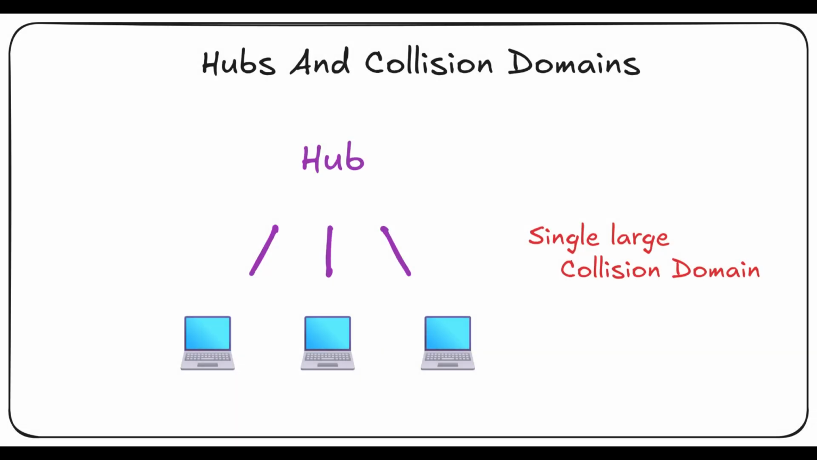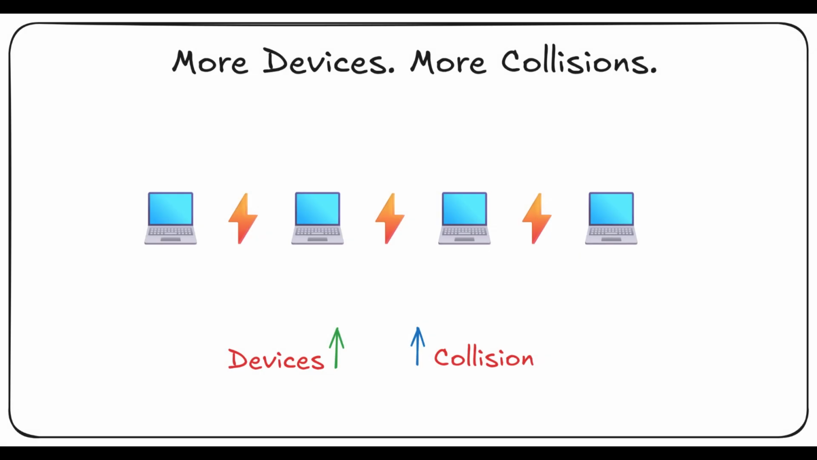In the early days of networking, hubs were commonly used. Because hubs simply repeated incoming traffic to every connected device, collisions were much more likely. As more devices shared the same hub, the chances of collisions increased.